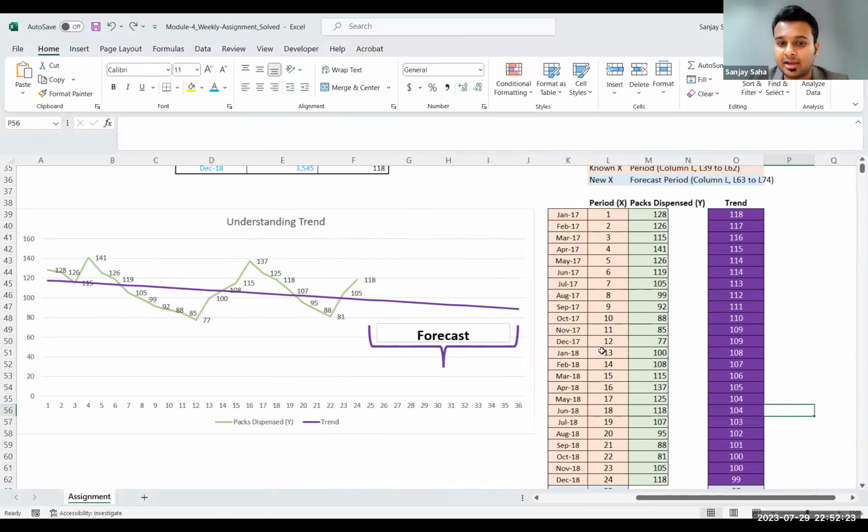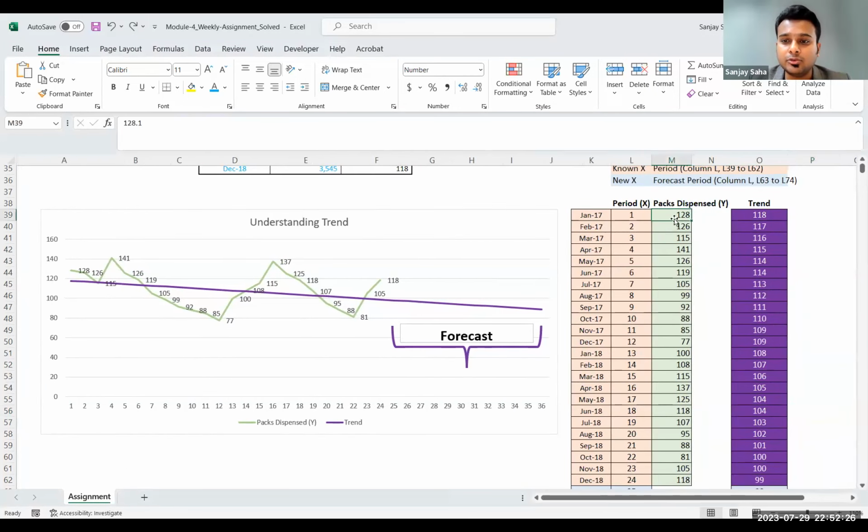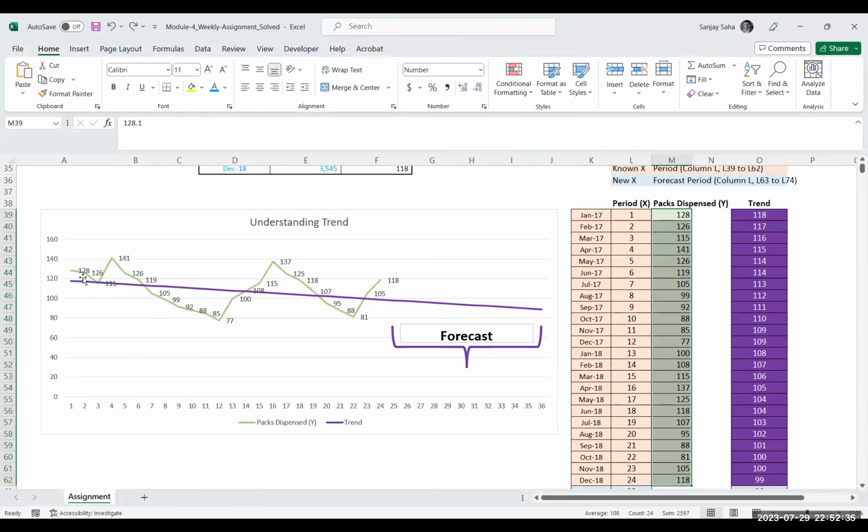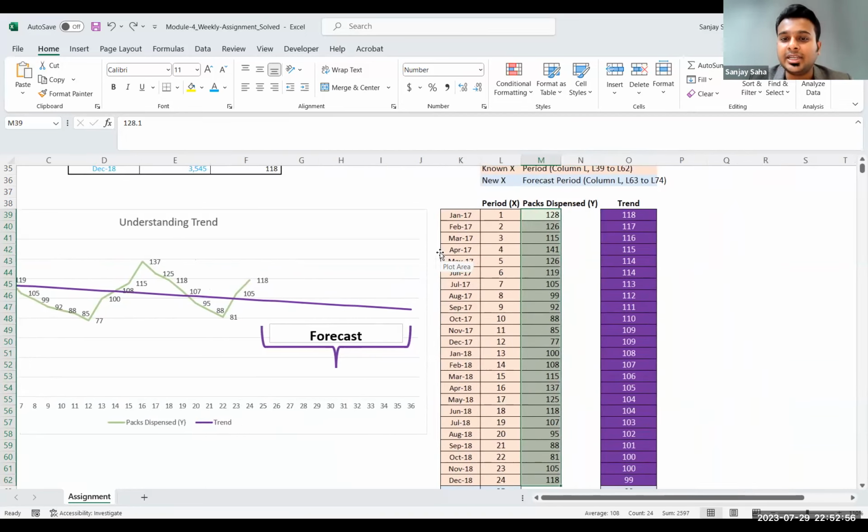I will take help of this graph. This was the number of packs dispensed on a monthly basis from month 1 to month 24. Do you understand this? Yes. So if I plot this data on a graph, it looks like this. The green line that you see going up and down. Now our objective is to calculate a trend of this up and down data. To do that, we need this function.